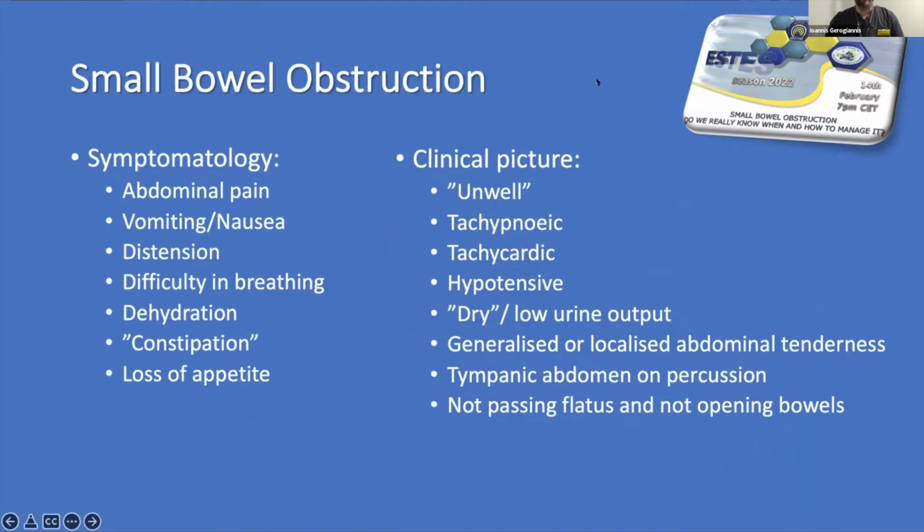In small bowel obstruction, the symptomatology can be abdominal pain, nausea and vomiting, distension, difficulty in breathing, dehydration, constipation, let's say this is what the patient is feeling, or loss of appetite. The clinical picture, the patient will be unwell. He or she will be tachypnoic, tachycardic, hypotensive, dry, the urine output will be low. There will be a generalized or localized abdominal tenderness, depending where the pathology is, tympanic abdomen on percussion, not passing flatus or not opening bowels. This is what's happening in most of the patients.